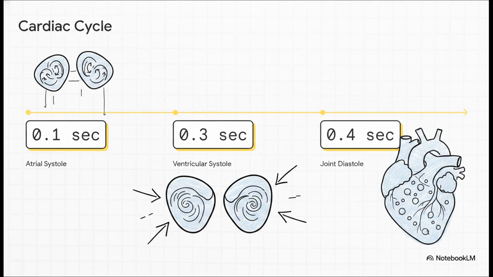Let's break down exactly what's happening linearly during those 0.8 seconds. It kicks off with 0.1 seconds of atrial systole. That's when the top chambers, the atria, contract.